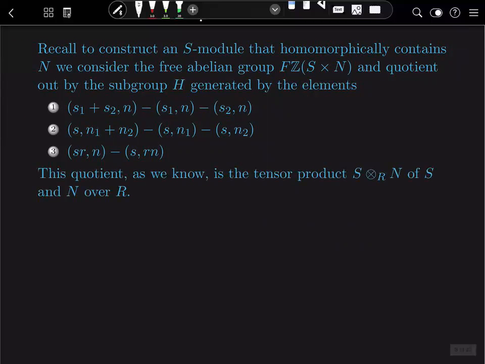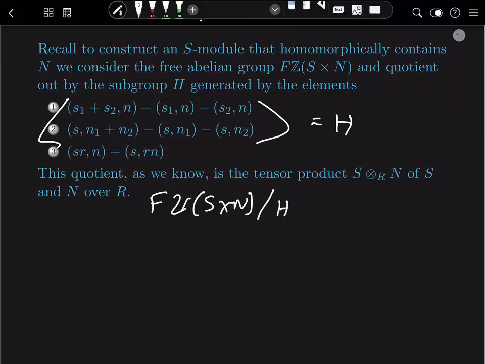Now we take this quotient, right? So we're going to look at the subgroup generated by all these elements. We're going to call that H, and we look at the quotient, right? So we look at the quotient Fz of S cross N modded out by H, and we define that to be the tensor product S tensored with R, tensor over R with N. And this is the same construction that we did in the previous video.